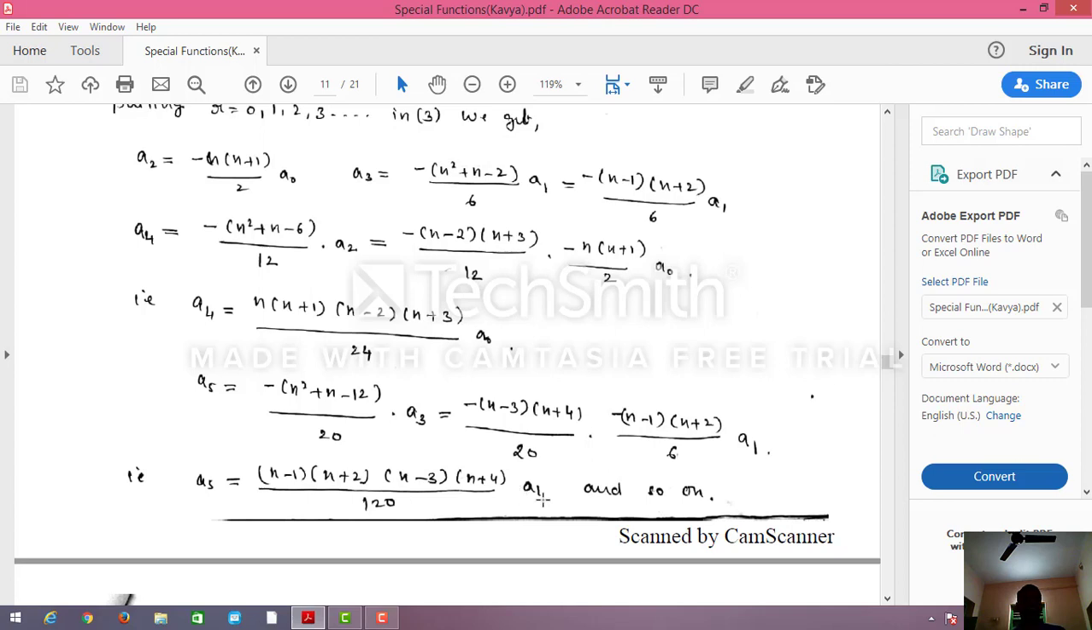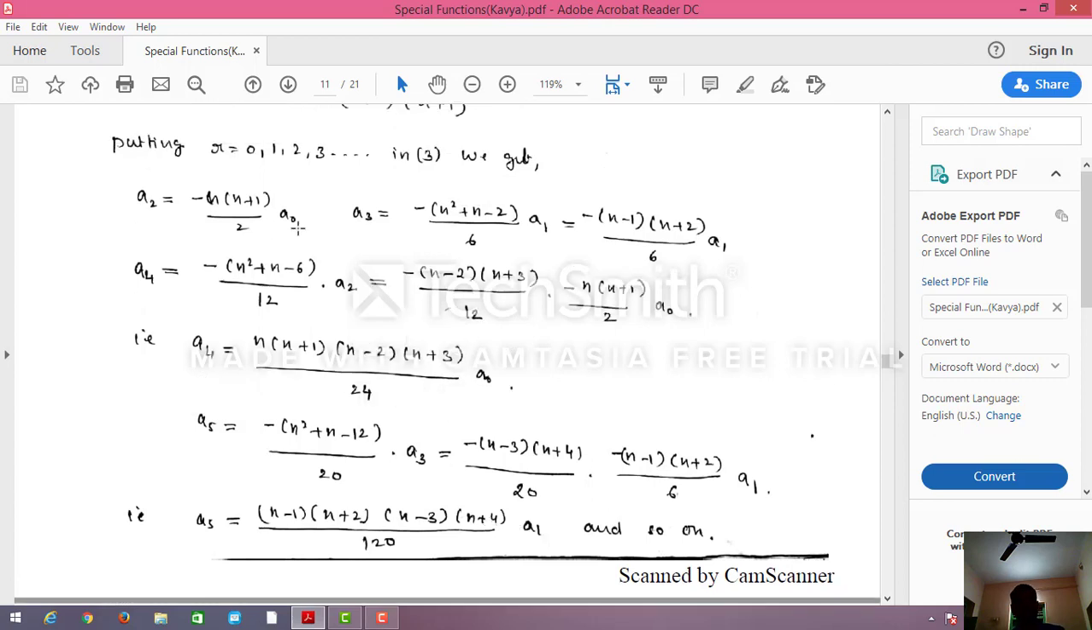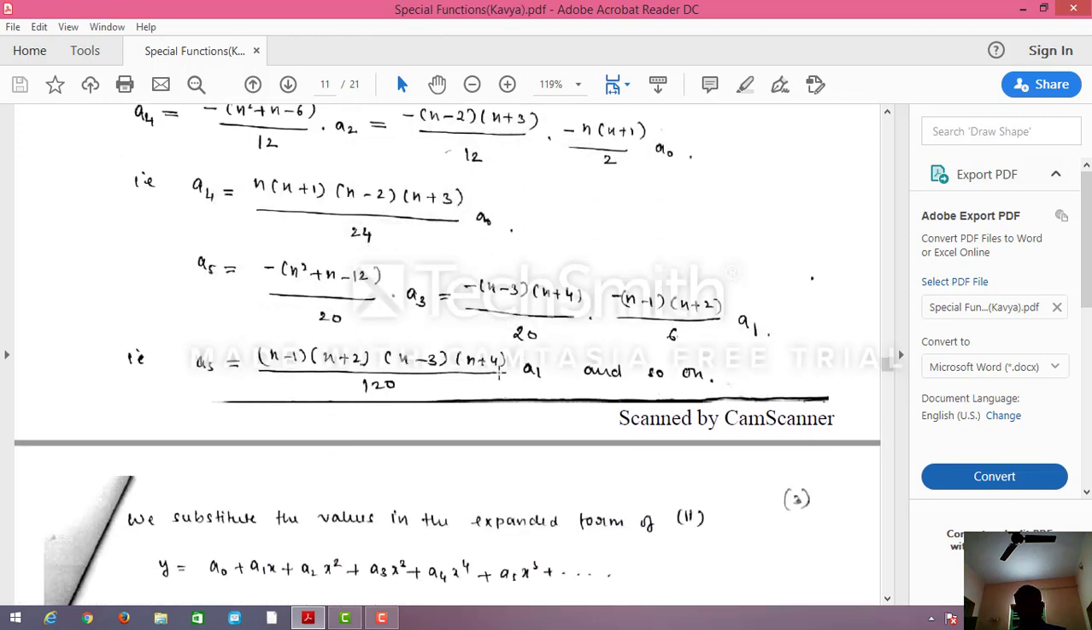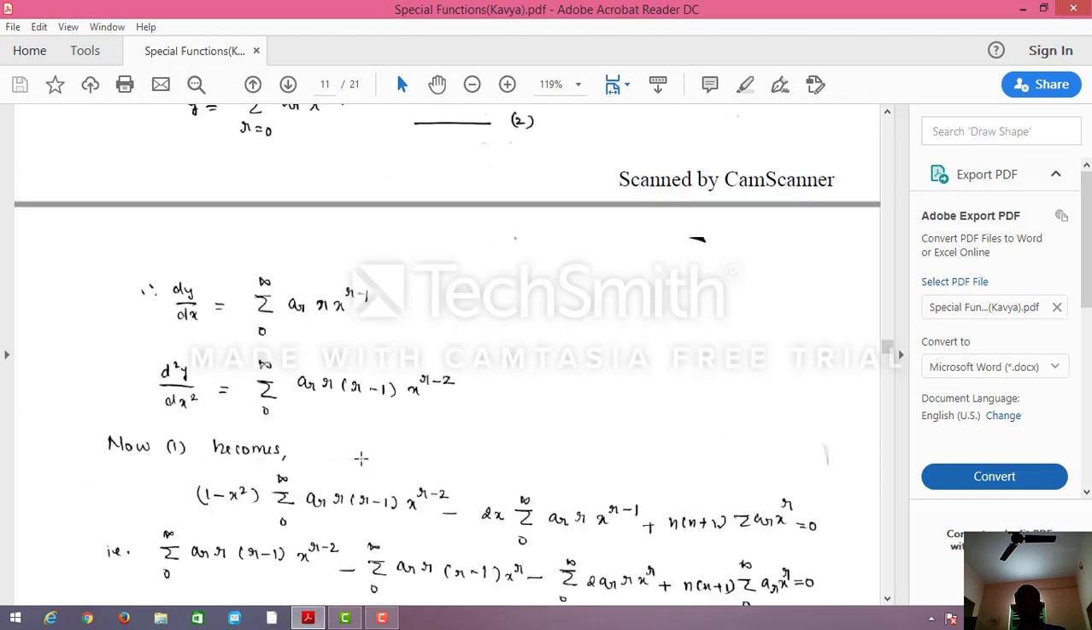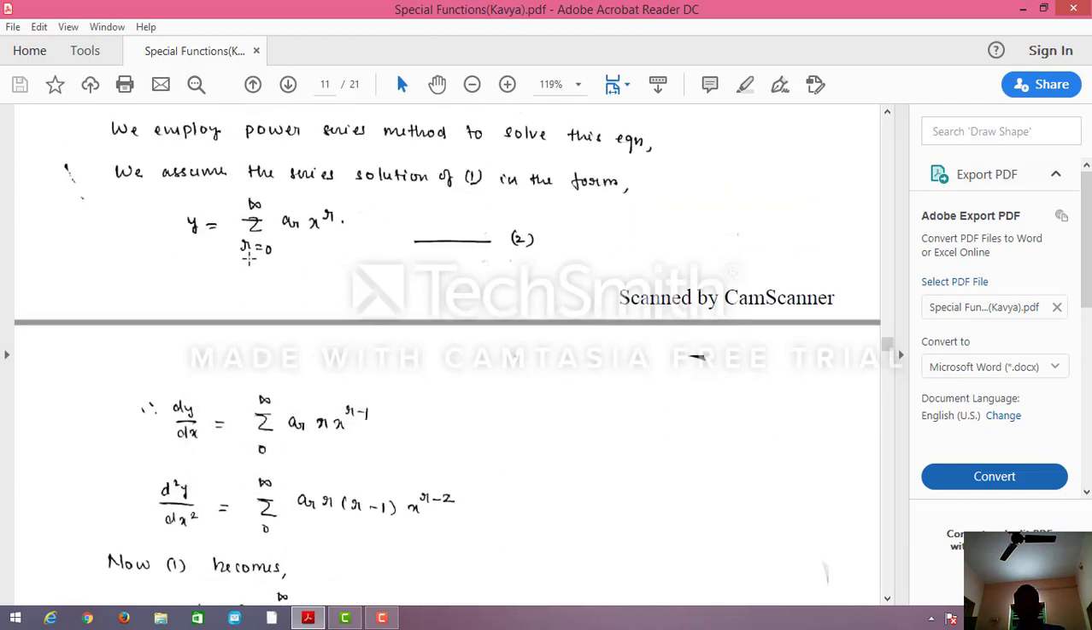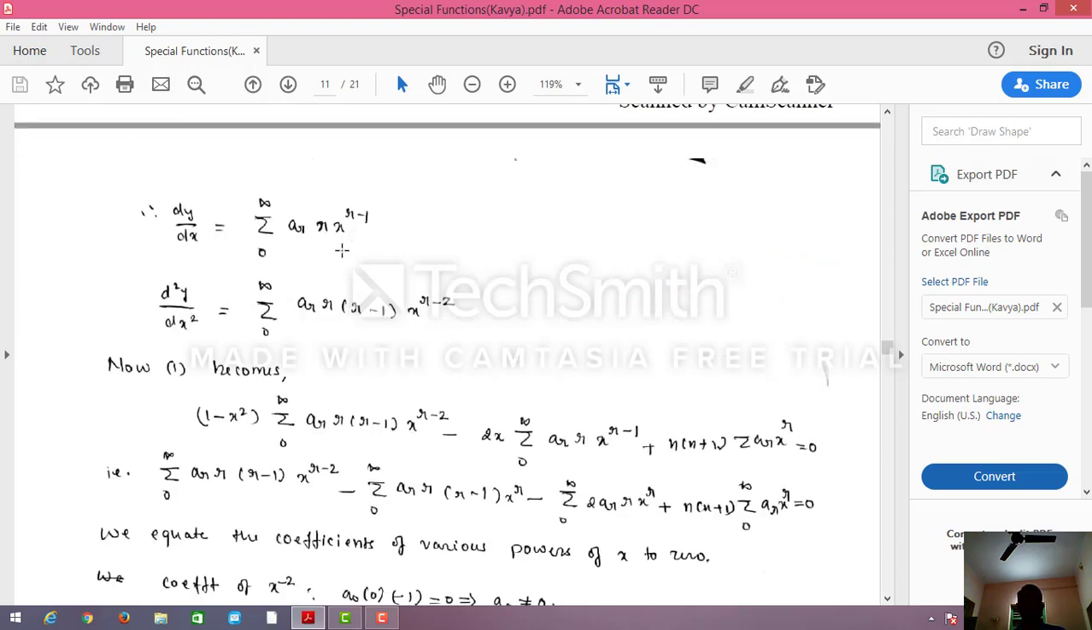into a1. So now if you see a2 in terms of a0, a3 in terms of a1, then again a4 in terms of a0, a5 in terms of a1, I got it. So some terms should be in terms of a0 and some terms in terms of a1. Now all these values I will substitute. See, I will expand this equation 2. If you expand this equation 2, what will you get? a0 into x power 0 plus a1 into x power 1 plus a2 into x square plus a3 into x cube. Like that you will get.